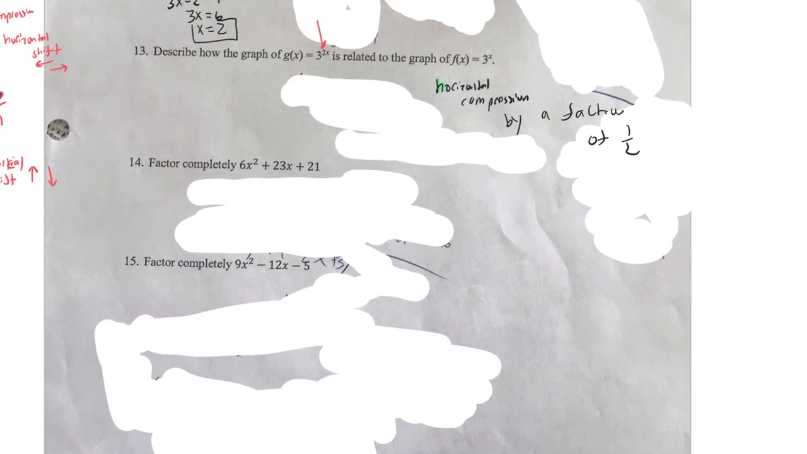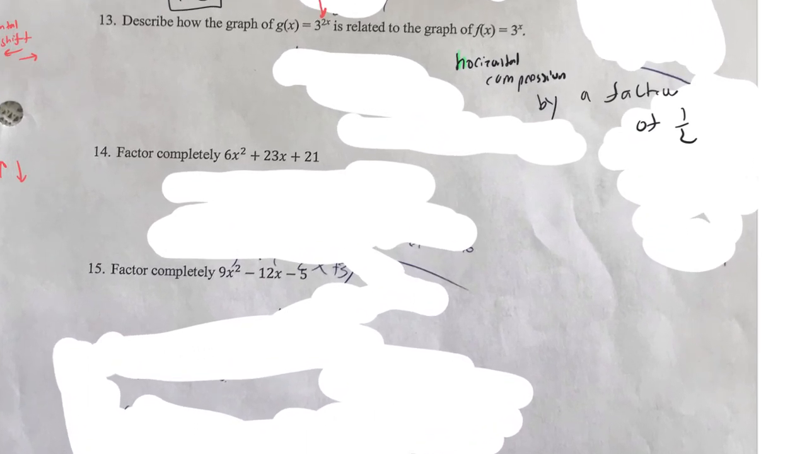Looking at problem number 14, factoring that one, I'm a fan of using the bomb method for these, which means I would first find what I call the magic number. 6 times 21 is 126. I then ask myself, what are numbers that multiply to 126 but add to 23? That would be 9 and 14, because 9 times 14 gives you 126, and 9 plus 14 gives you 23.